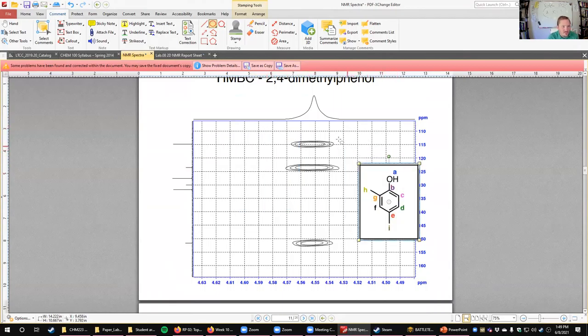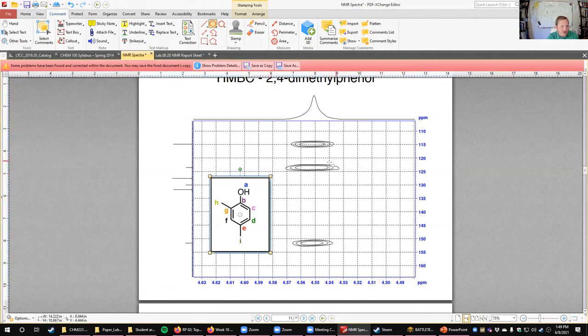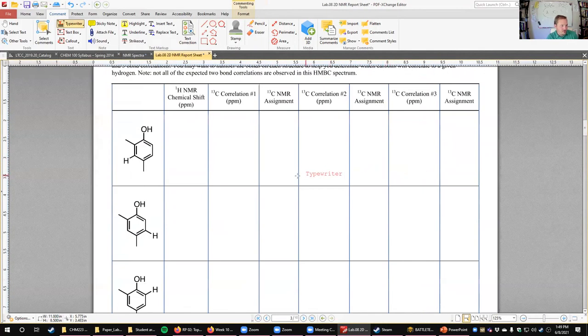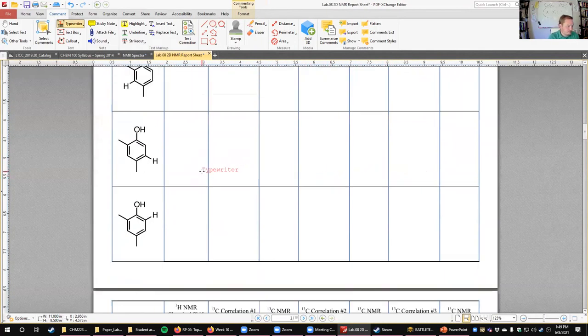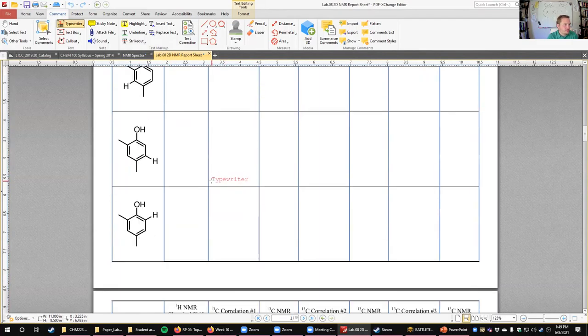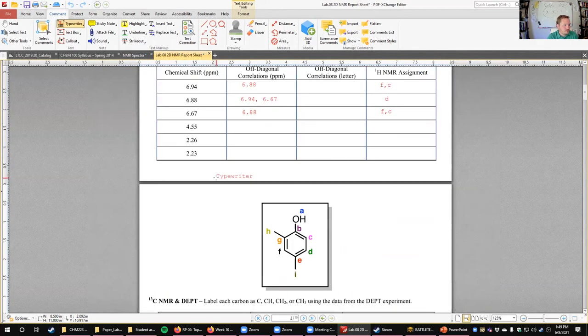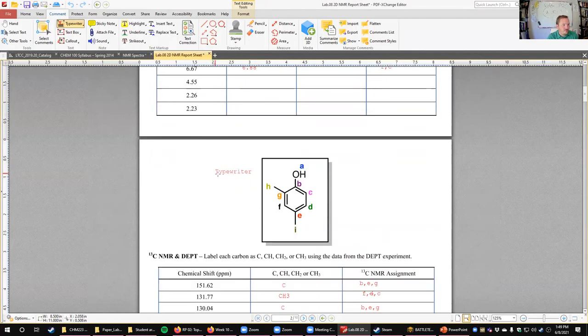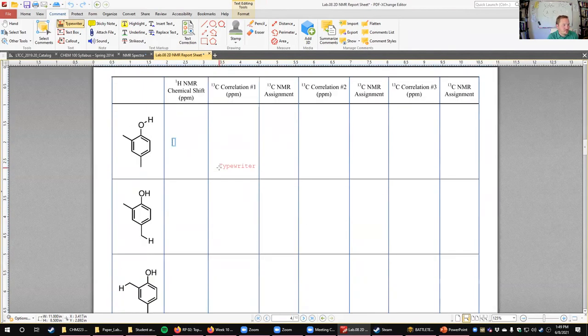Because if we know that the three signals associated with the proton, which is zoomed in here, those three signals associated with the proton have to be the signal at 114, the signal at 124, and the signal at 155. If we go back to our report sheet, and so actually what we're doing is we're looking at this one right here.